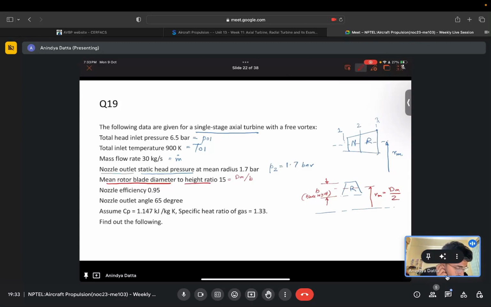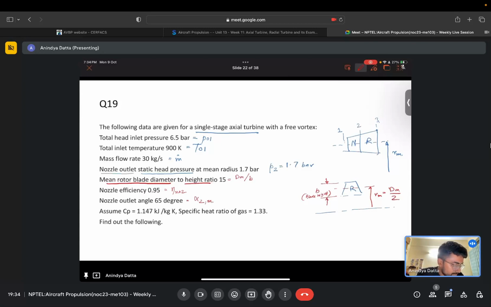Okay, then we have nozzle efficiency, eta nozzle, 0.95, and nozzle outlet angle, so this is 65 degrees. So the nozzle outlet angle means the angle of the nozzle blades, remember the nozzle blades are static blades, sorry, stationary blades, the stator blades. So the nozzle outlet blade angle will be equal to the absolute velocity angle at station 2.